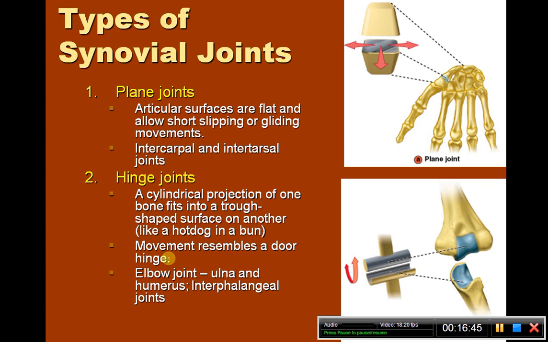It's a hinge joint. So what's a plane joint? Plane joints are where two short bones sit together and they have kind of a flat surface and they glide on each other. Like your wrist and your ankle? Yeah, so like when you shift like this, you can glide those across each other.